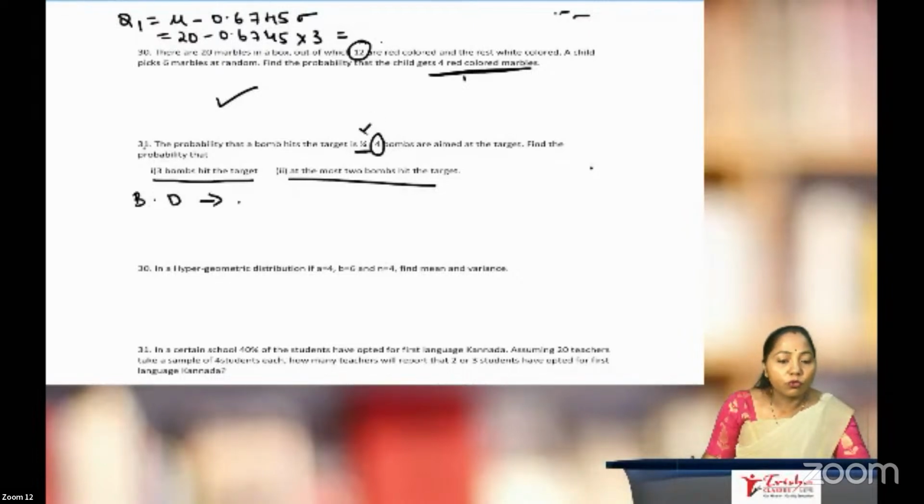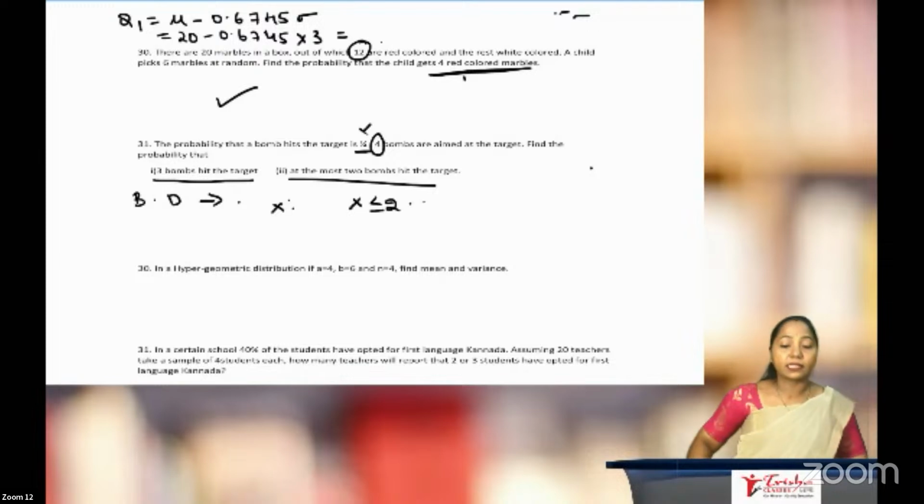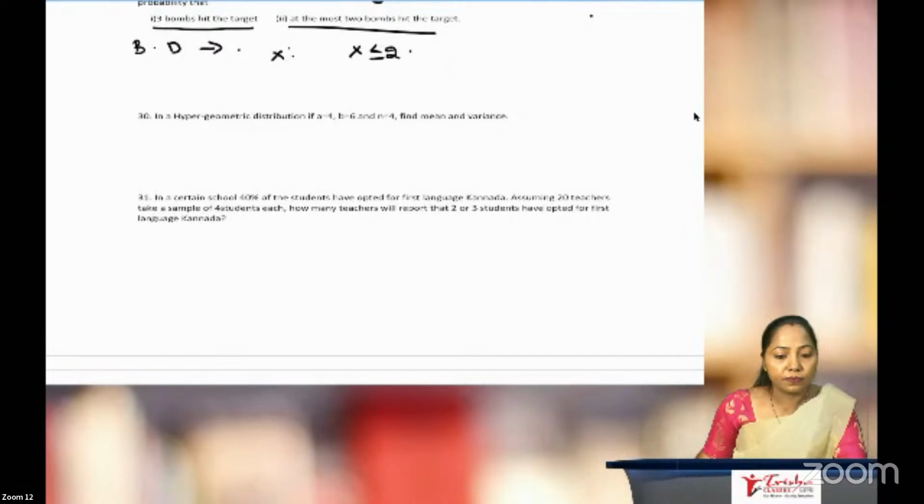A fraction value is given, moreover it is given as a probability. Probability is 1/4, that is 0.25. N is given. So it is binomial distribution. X will be the number of bombs hitting the target. So 3 bombs hit the target: X is equal to 3. At most 2 will be X less than or equal to 2. So it is binomial distribution.